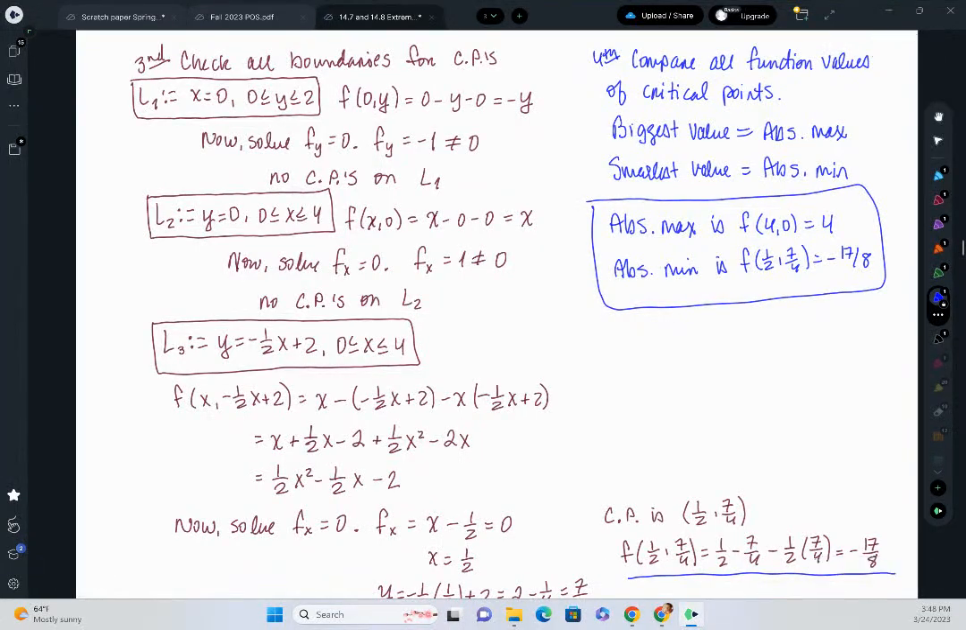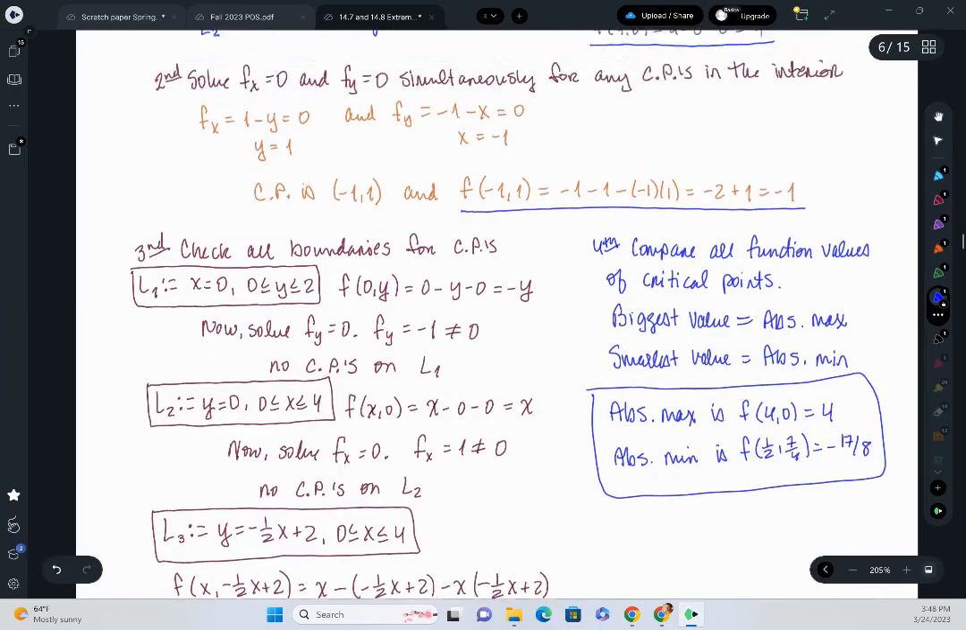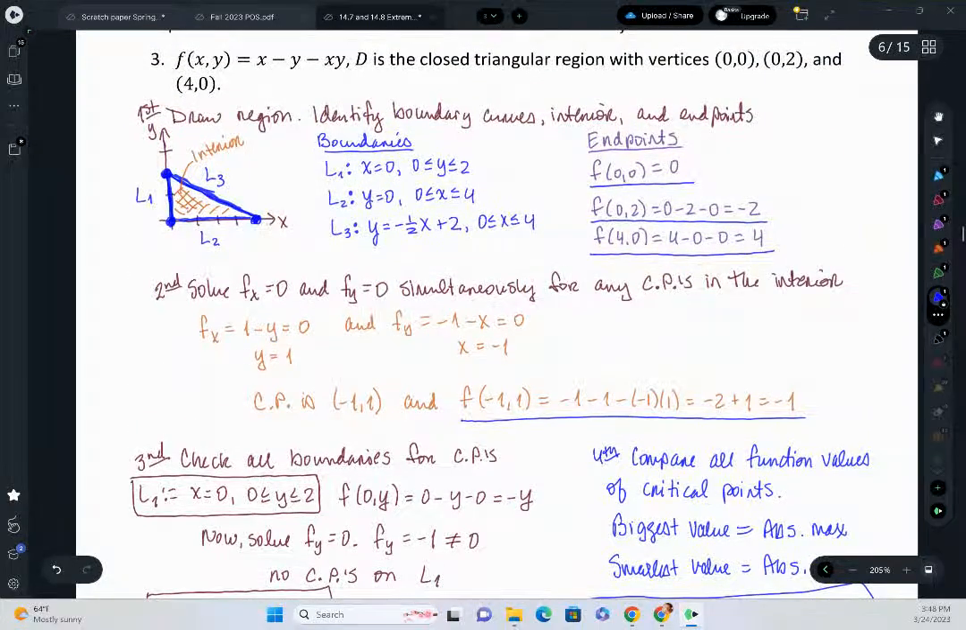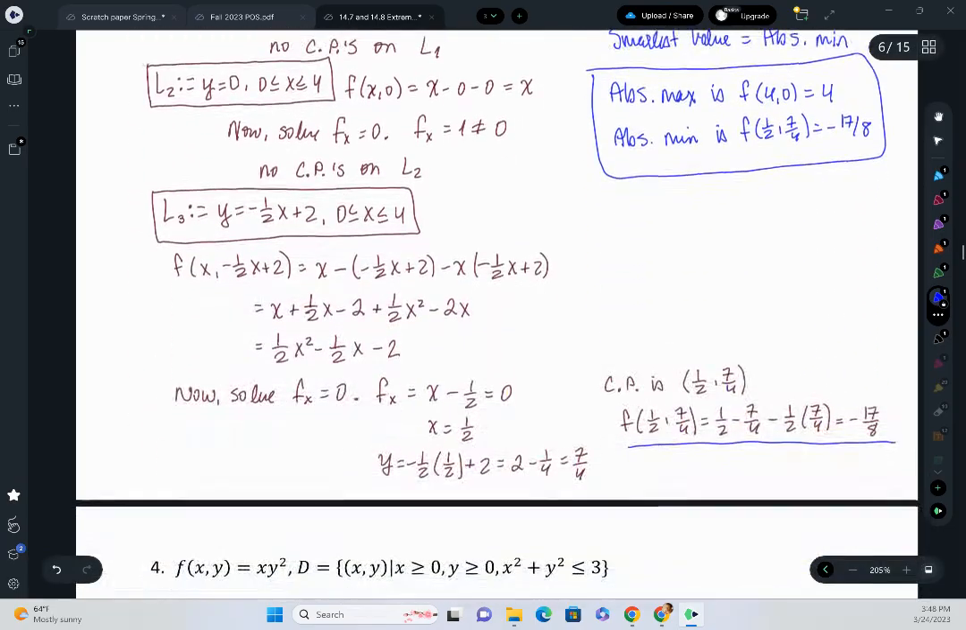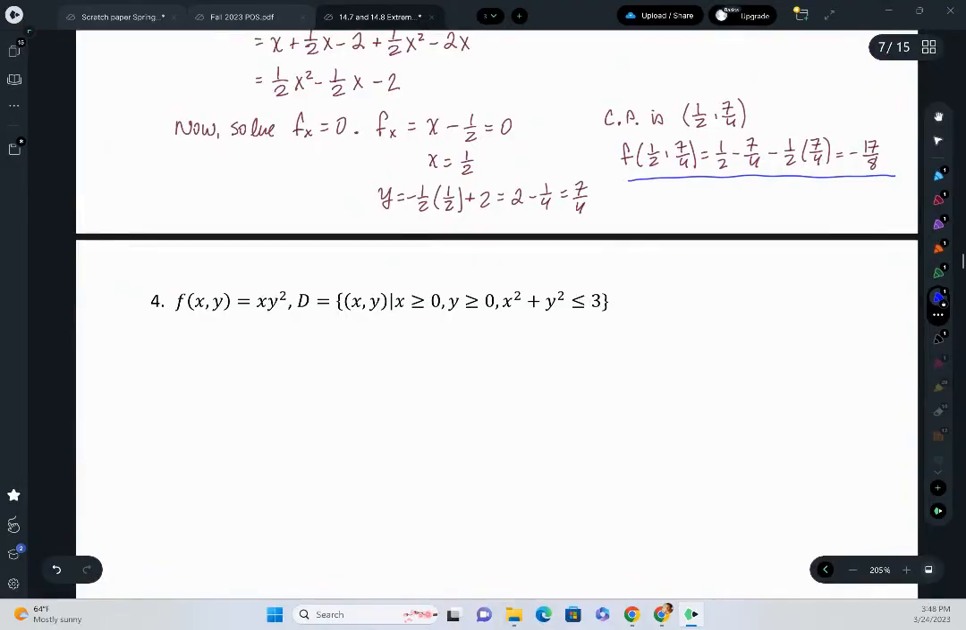Okay, so those are the absolute max and the absolute min for this one problem. We had to do a lot of work for this. You don't get to skimp. You have to do all these steps when you're working with absolute extrema. Okay? All right. The next problem, problem 4, very similar problem, except our region of our domain is different.